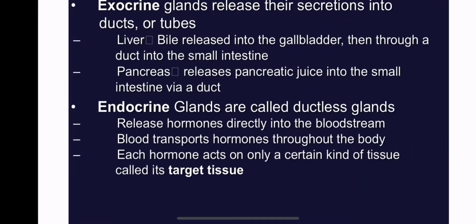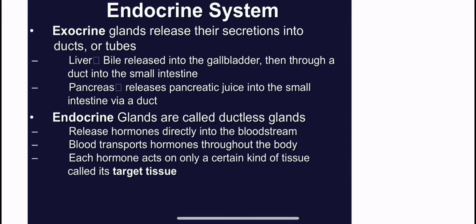So what's the difference between exocrine and endocrine glands? Exocrine glands release their secretion into ducts, for example the liver or pancreas. Endocrine glands are called ductless glands and release hormones directly into the bloodstream. Blood transports hormones throughout the body. Each hormone acts on only certain kinds of tissue called its target tissue.